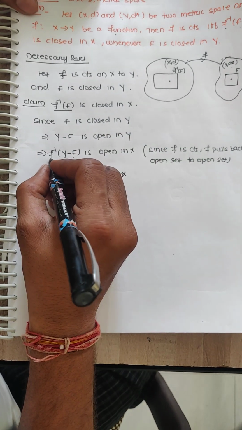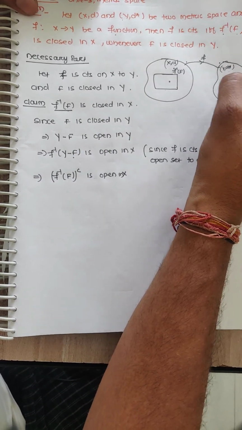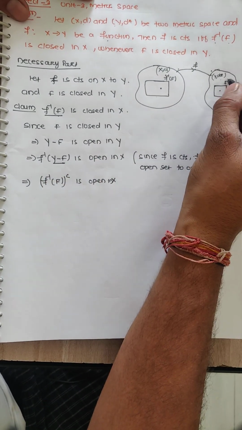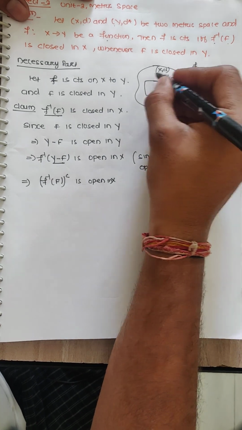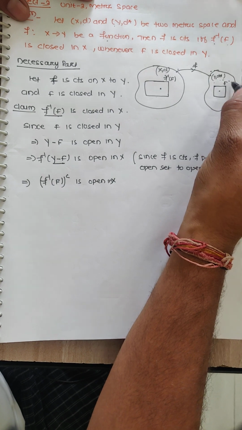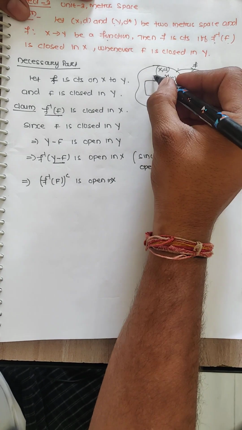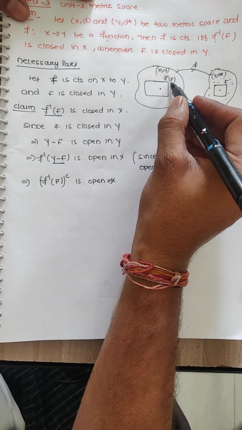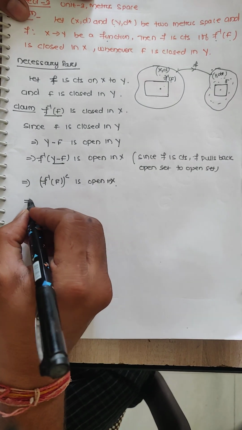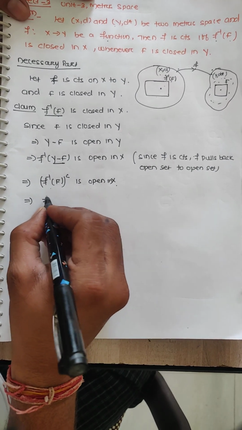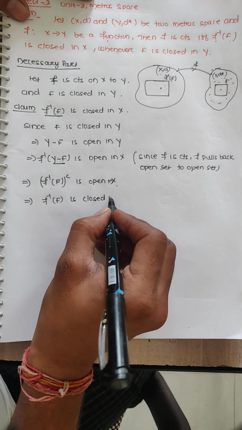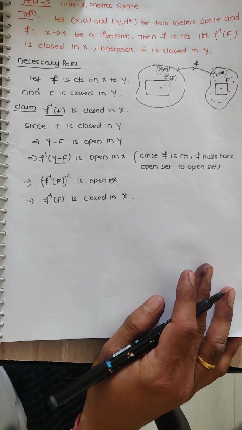This is nothing but f inverse of Y minus F. Y minus F means the outside of F, and its inverse image, the pre-image collection, is f inverse of F complement, which is open in X. The complement is open in X implies f inverse of F is closed in X. This is my part.